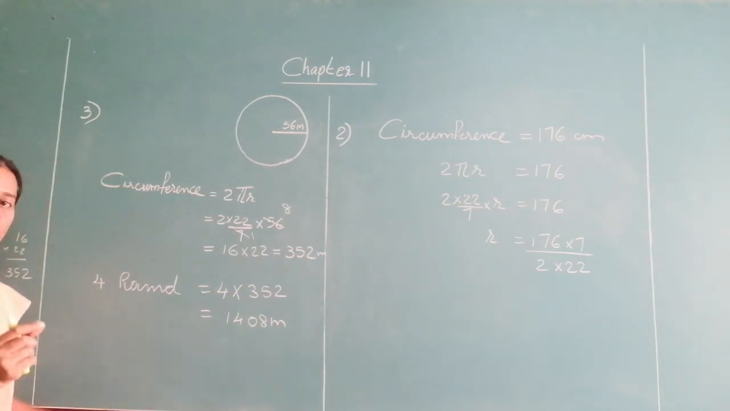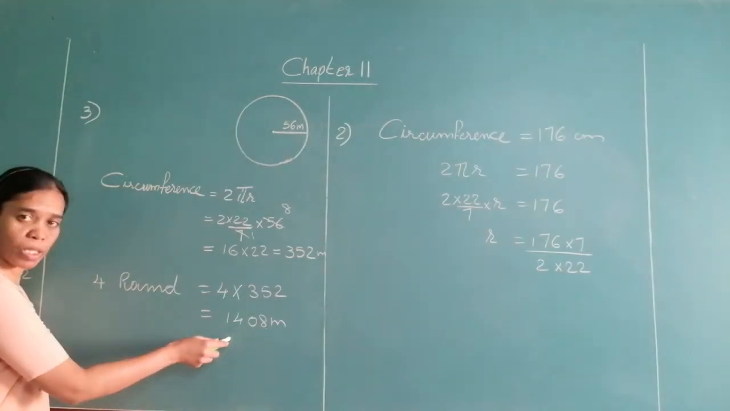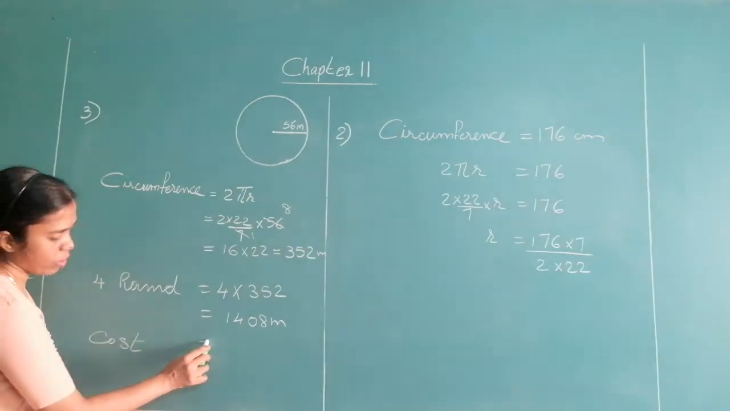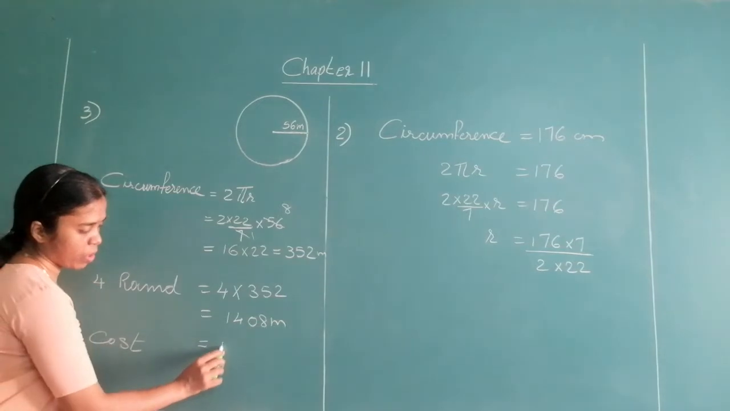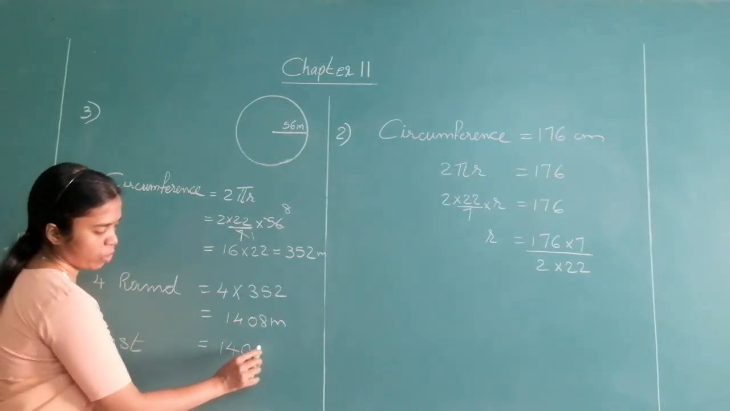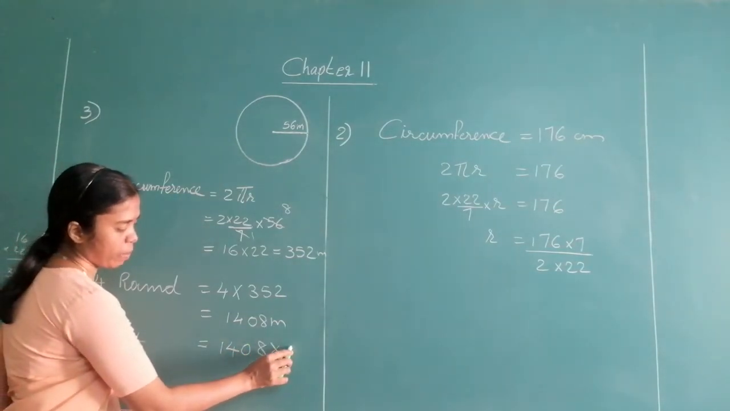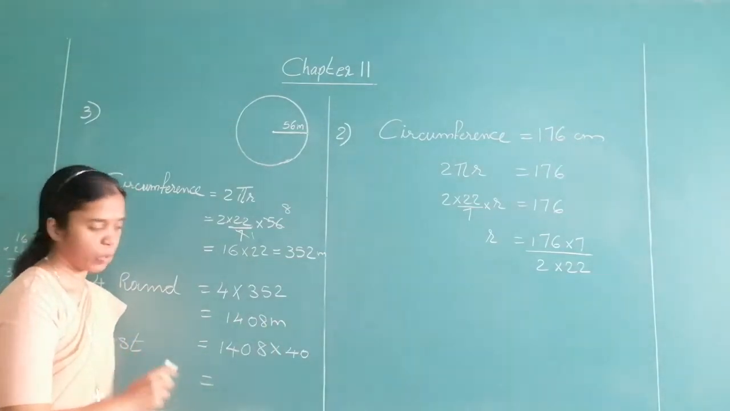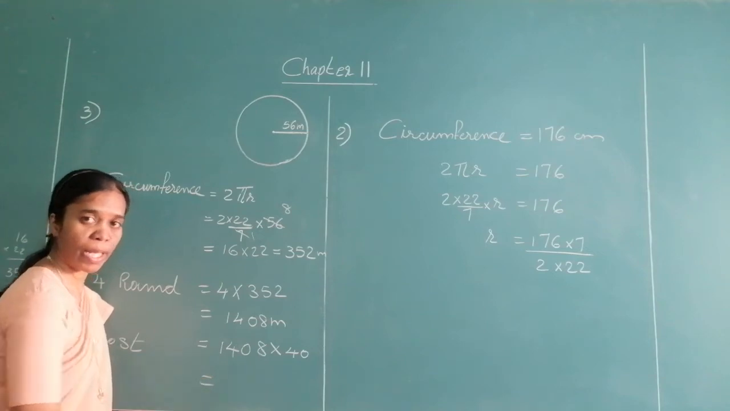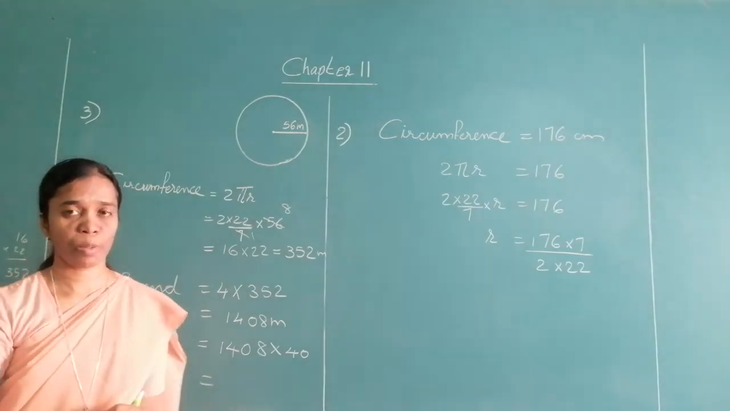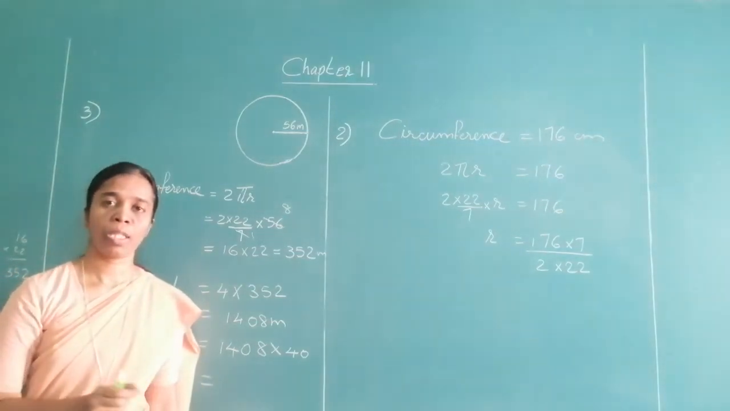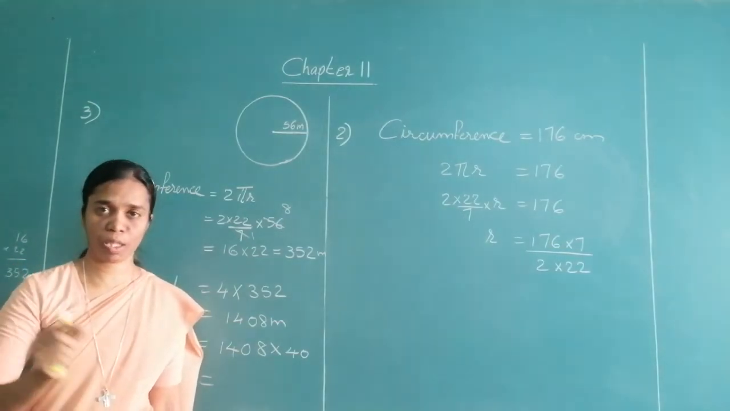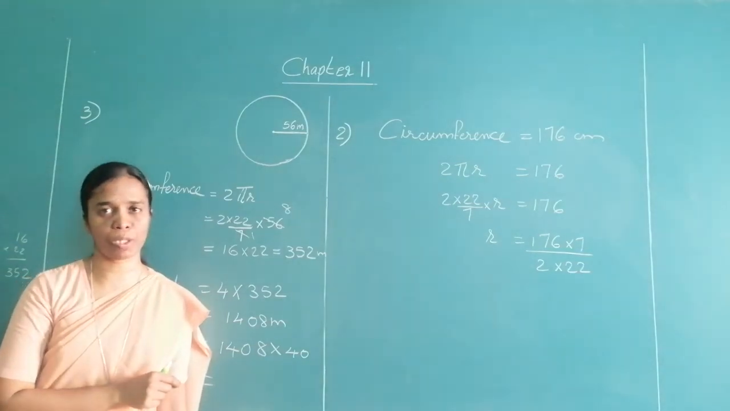Per meter you have 40 rupees and so many meters. Okay, so cost is equal to how many meters you got, that is 1408 multiplied by 40. How much ever value you get, multiply and get it. Okay, and then write the concluding statement. Therefore, the cost is so much rupees. Unit is important, so mention that rupees. Okay.